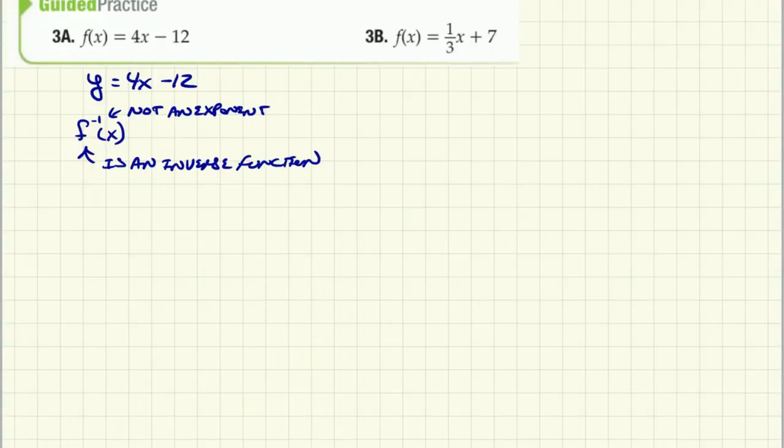The next thing that we have to understand is that to get the inverse function of an equation or of another function, we take the y and the x and we switch them. So if y equals 4x minus 12, I'm going to take the x and switch it with the y, and take the y and switch it with the x. And then I'm going to solve for y.